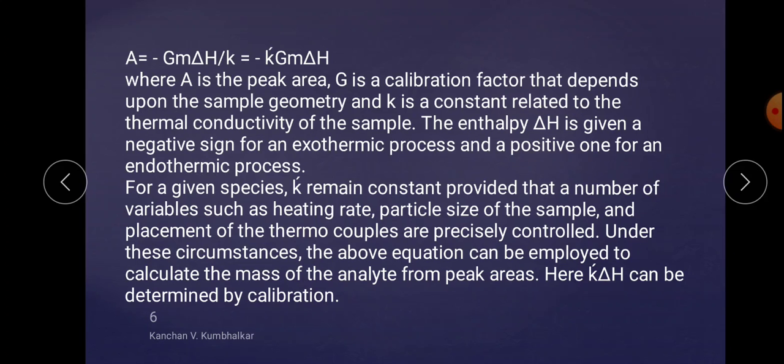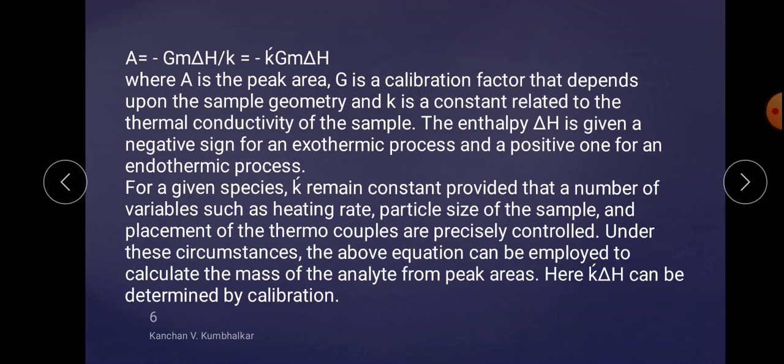So G can be calculated, delta H can be calculated, K dash depends upon the instrument, and K also depends upon the sample. So all the terms can be identified. A is the peak area, which can be observed from the DTA curve. On the basis of this, M can be calculated, that is, we can calculate the mass of analyte from the peak area. Here K dash delta H can be determined by calibration.